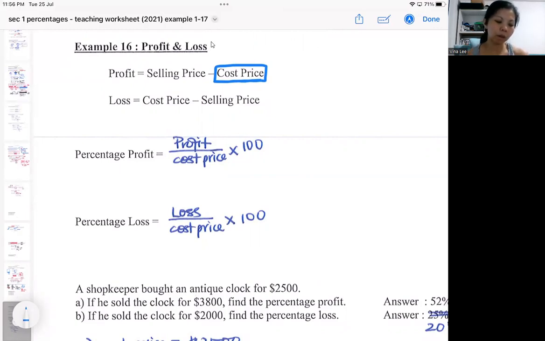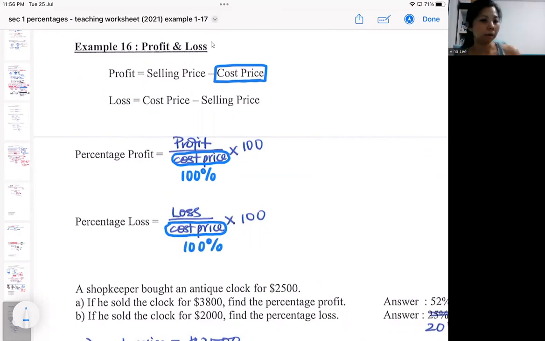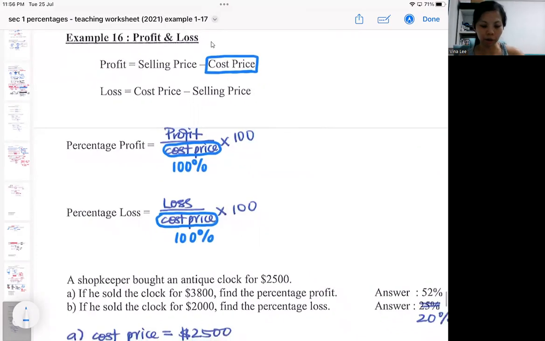But if you would like to calculate the percentage profit, it will be based on the cost price. The cost price is always 100%. In either case, for percentage profit and percentage loss, the cost price will be 100%. So in order to avoid confusion, you should always make sure you know the cost price, and then separately calculate the profit and loss before you calculate the percentage.